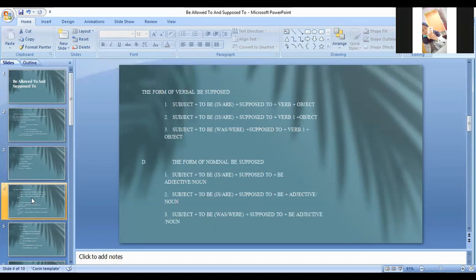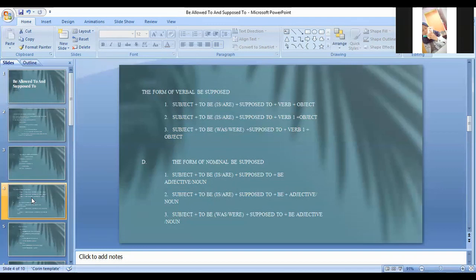The form of verbal is, for supposed to. One, subject plus to be, is or are, plus supposed to plus verb plus object. Two, subject plus to be, is or are, plus supposed to plus verb 1 plus object. Three, subject plus to be, was or were, plus supposed to plus verb 1 plus object.